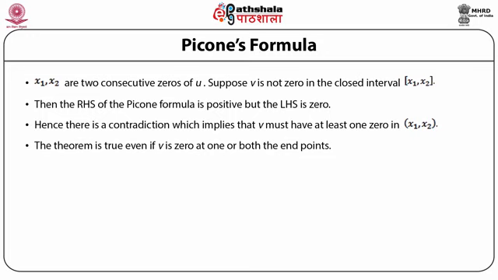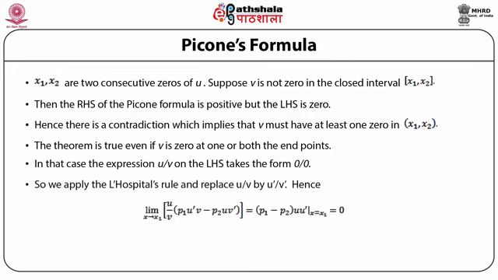Suppose v is 0 at x1. In that case, the expression u/v on the left hand side of the equation takes the indeterminate form 0/0. So we apply L'Hospital's rule and replace u/v by the limiting value of u'/v'. This quantity is not indeterminate since u' and v' cannot be zero where u and v are. Hence, the limit as x tends to x1 of [u/v (p1 u' v - p2 u v')] is equal to (p1 - p2) u u' at the point x = x1, which will be equal to 0.